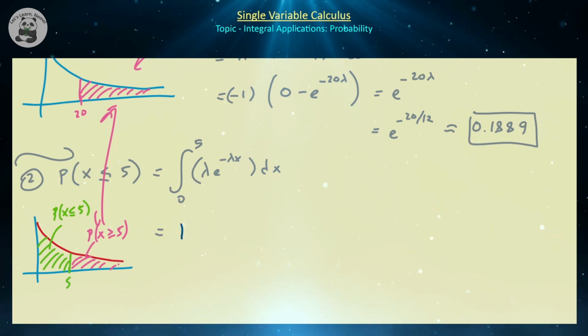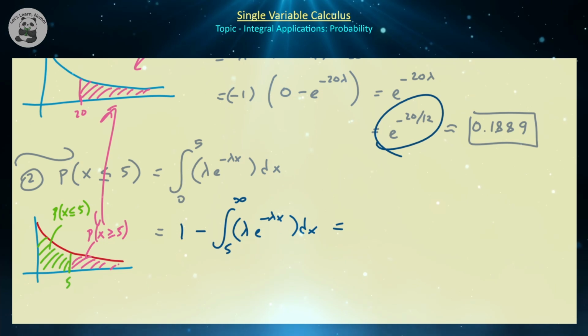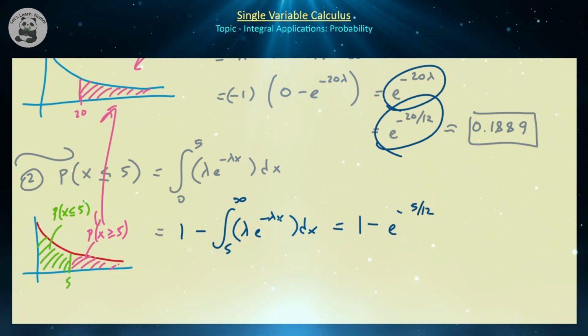So this is going to be equal to 1 minus the integral from 5 to infinity of lambda e to the minus lambda x dx. And then we can just use the same structure as we did before because the only thing we changed was lambda here. So that's going to be 1 minus e to the minus 5 over 12. And one can find that's approximately equal to 0.3408, right?